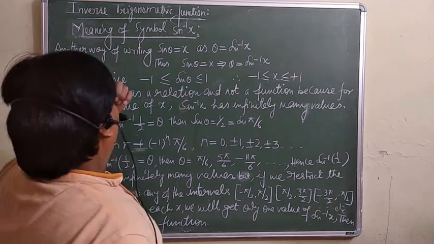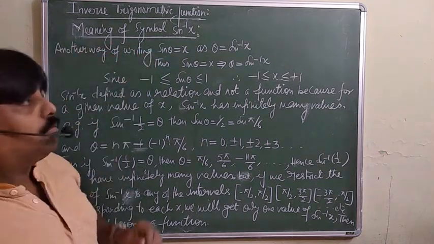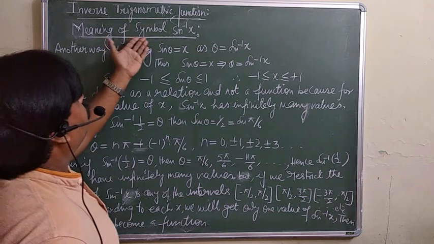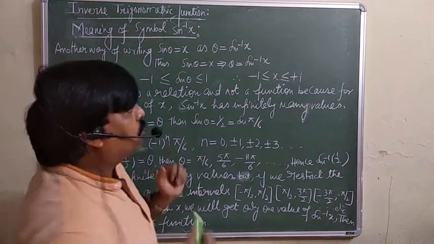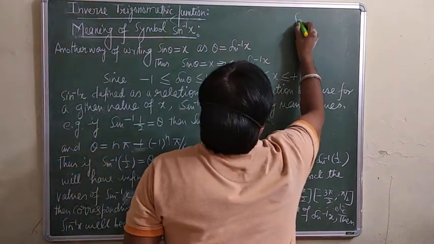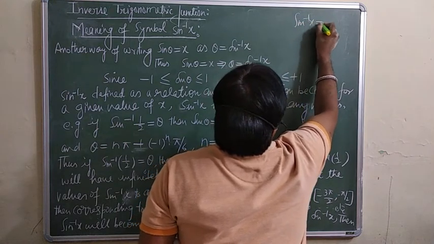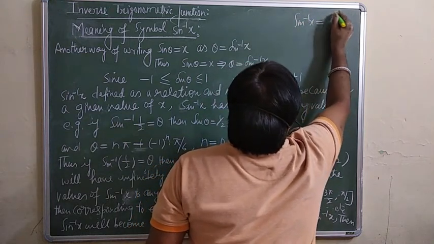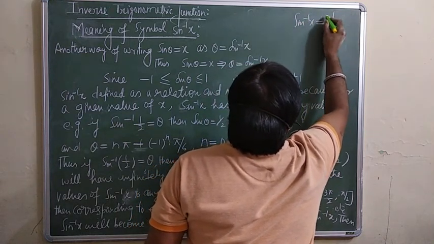Okay. One more point I would like to discuss here, so you can understand the meaning of the symbol sine inverse x. Because sometimes what the children are going to do, they are going to write sine inverse x is equal to 1 over sine x. But this is not equal to this one.